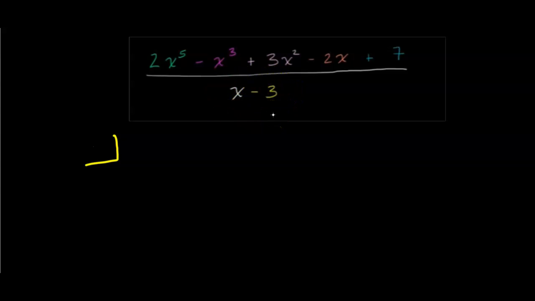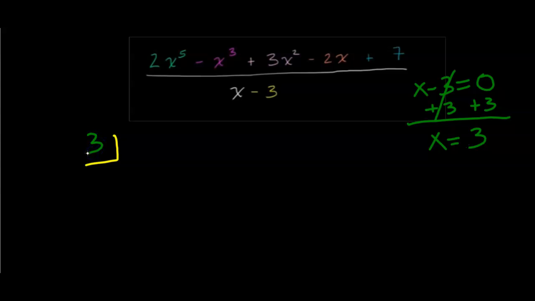If you can't just look at it and see what that is, then you go over to the side, set it equal to 0, and solve it. So for this one, I would have to add 3 to both sides in order to solve this and see what x is. So x equals 3. That's the number that I'm going to put right here in my little box.